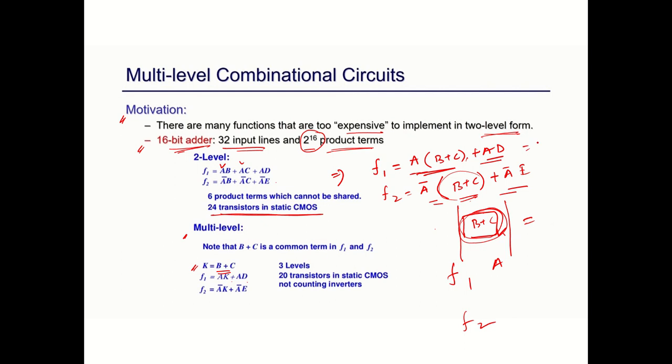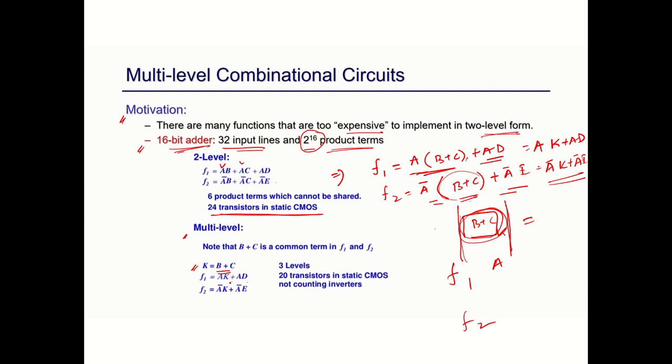So here in this case it is a, b plus c is a k plus a d. Here in this case it is a bar k plus a bar e. So this is the realization. In this way, what we have done is inserted one particular label to realize this.